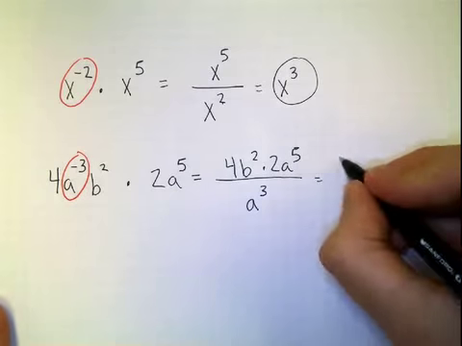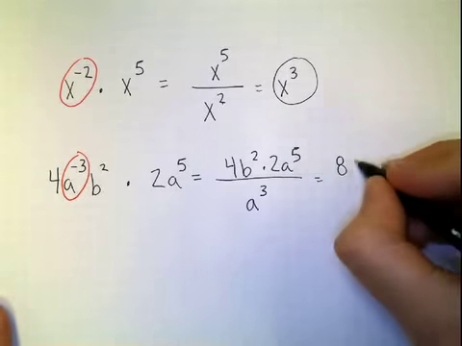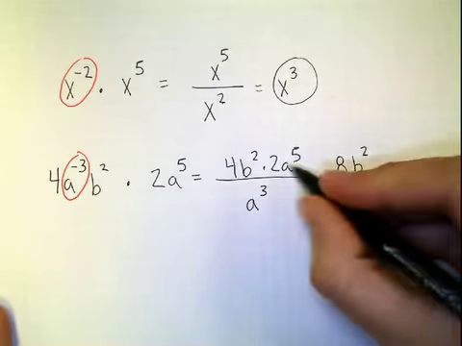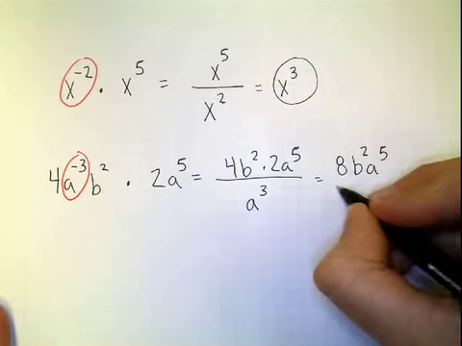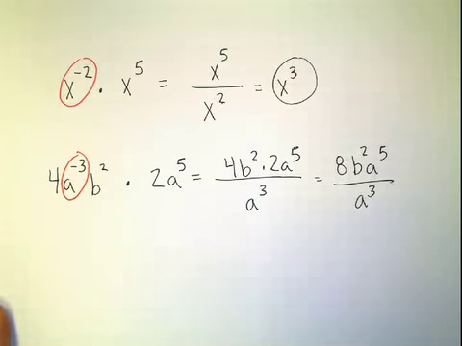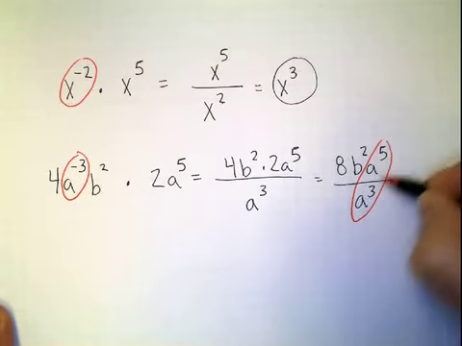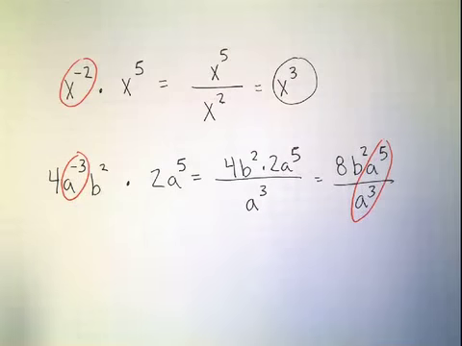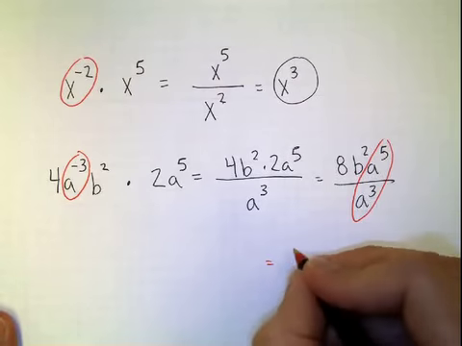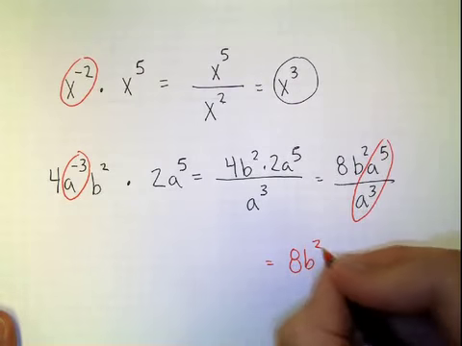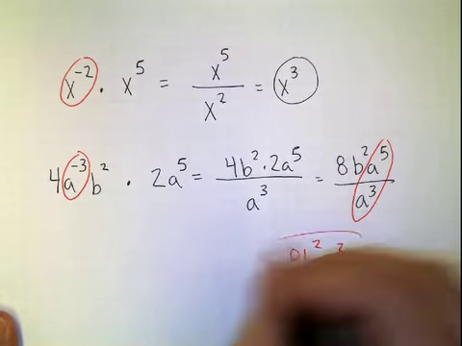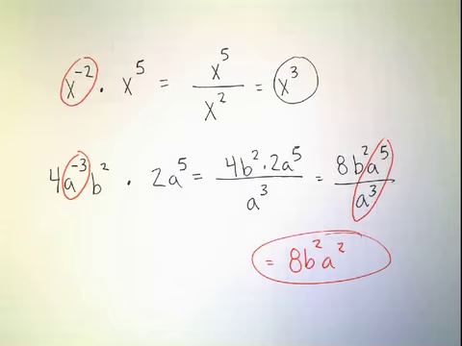4 times 2 is 8. b squared is b squared. a to the 5th over a to the 3rd. That's what I'm going to need to do some canceling with. A's are going to cancel. 5 minus 3 is 2. There's only going to be 2 a's left. So I'm going to get an answer of 8b squared over a squared. And I'm going to leave it just like that. Final answer. Negative powers just tell you to switch the location.